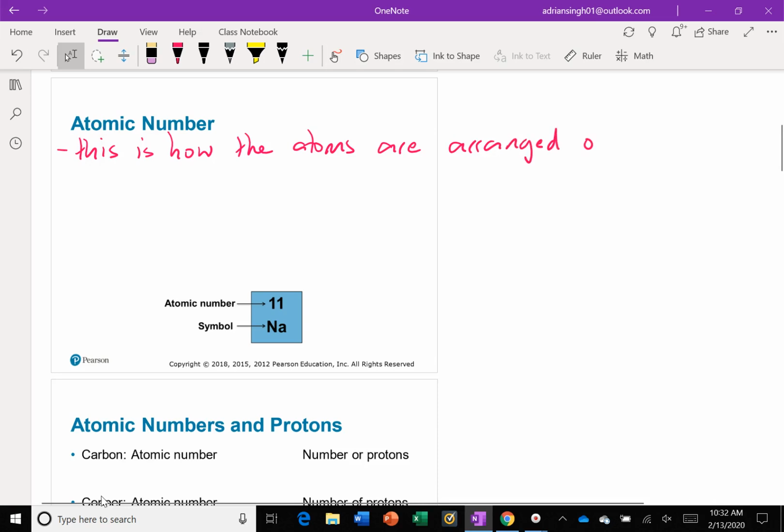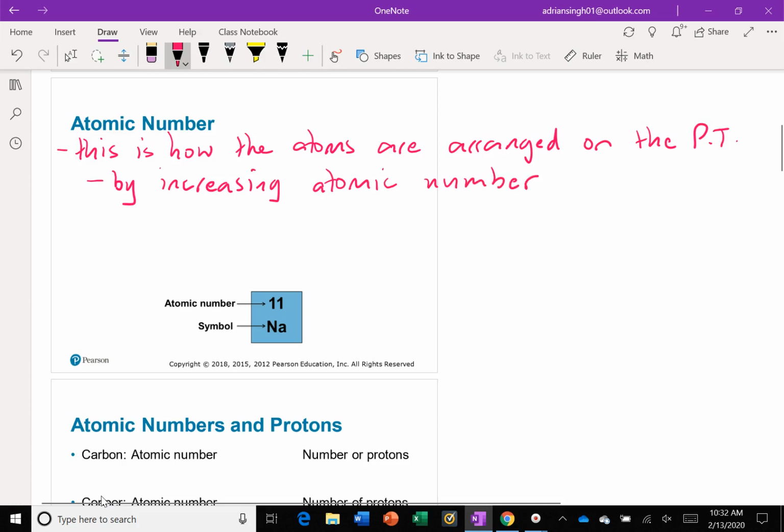on the periodic table, right? Specifically, they are arranged by increasing atomic number. So if you look on your periodic table for each of the elements, you're going to see the symbol for the element, and we have here sodium as an example, and right above it you'll see a number. That is the atomic number.